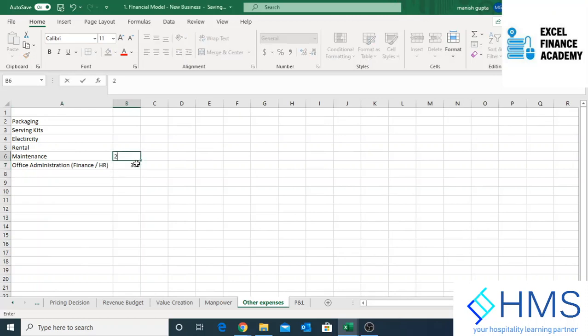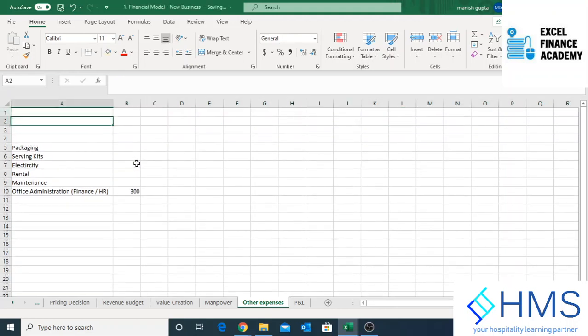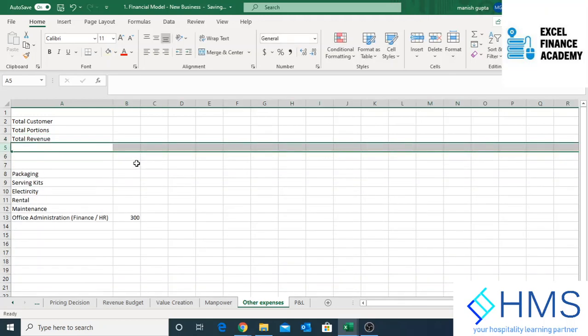Maintenance costs you another 20. Maintenance and rental is sometimes based on the revenue. So you have to pull in those information here. Again, total customer. Some cost will be based on total customers, some cost will be based on total portions, and some cost will be based on revenue. So you have to pull that information from other sheets.